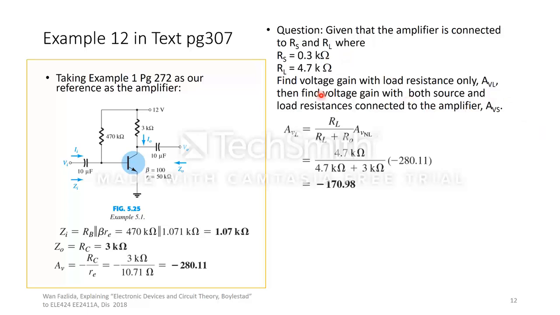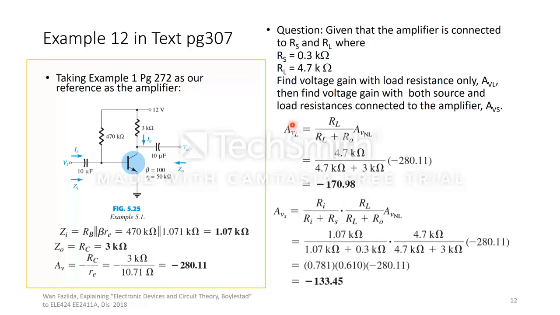Okay, so the loaded voltage gain, from the formula that we have covered just now, is RL over RL plus Rout, times AVNL. RL is 4.7 kilo ohms, which is the load resistance. The output resistance is the output impedance Zout, which we have calculated, multiplied by AVNL. AVNL is the voltage gain that we did in example 1, which we calculated to be negative 280. You can switch off this video for a while and have a look at the calculations that we did before. Okay, now this is the loaded voltage gain.